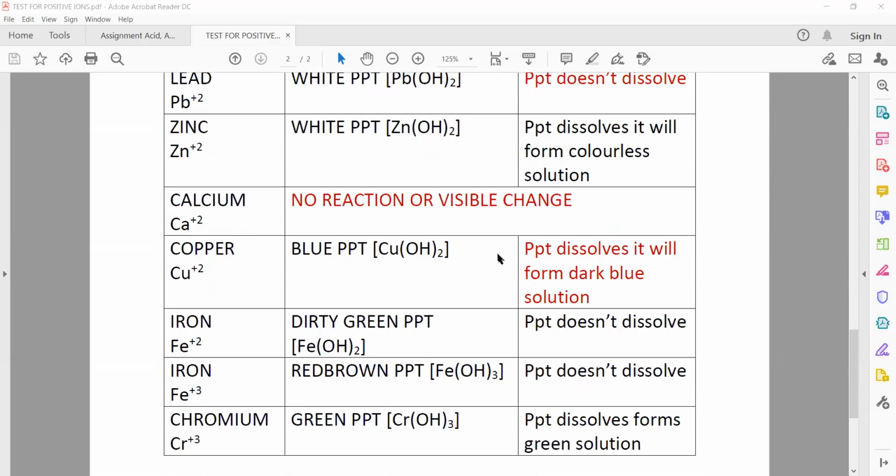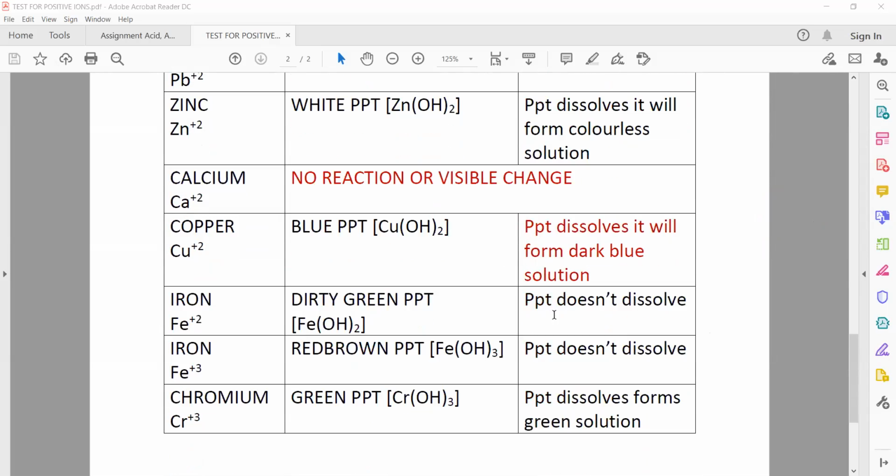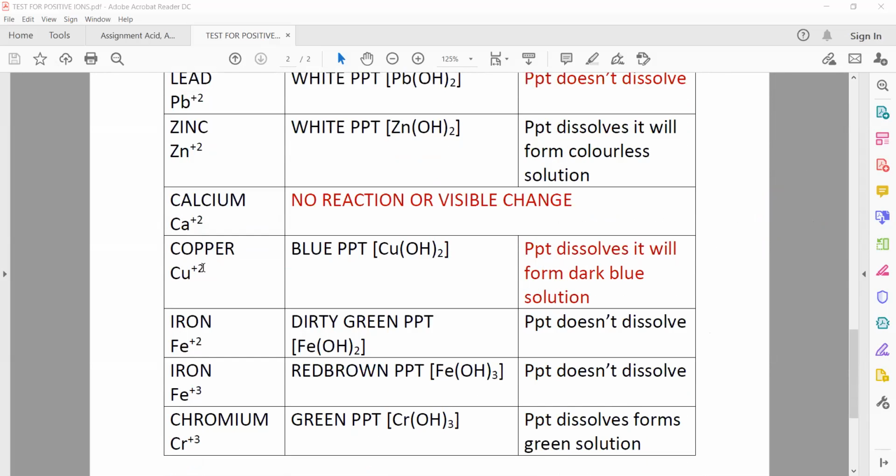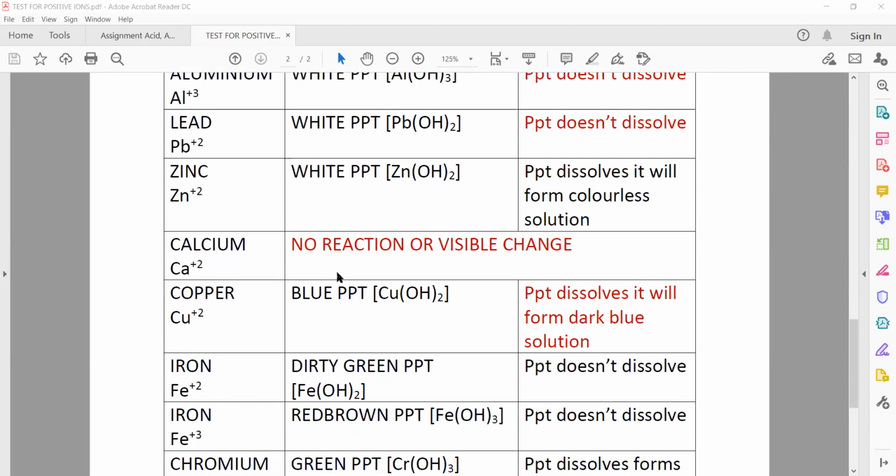With iron 2, green precipitate does not dissolve. Iron 3, red brown precipitate does not dissolve. And chromium, green precipitate dissolves to form a green solution. So basically, how you will use this test, I will give you a question. I will show you the questions from the exam paper, the past papers. Then you can identify how they will ask the question and how you will use this table.